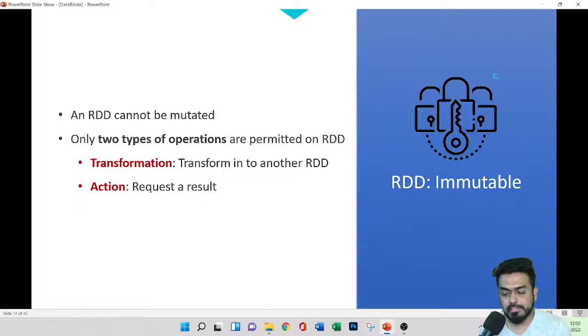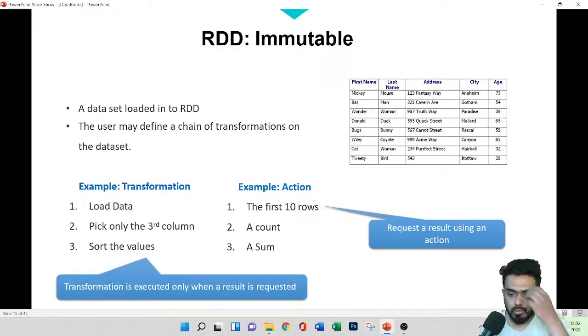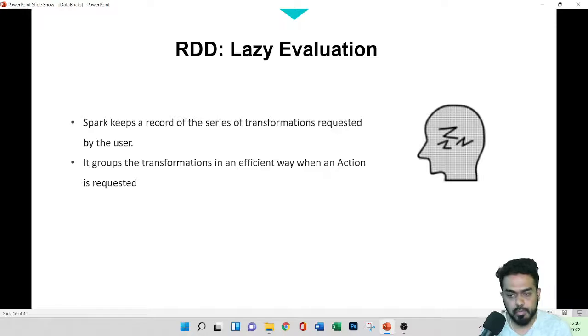So of course it is immutable, so an RDD cannot be mutated. As we said, there are in-memory operations, which could be a transformation or an action, where we can request a result or transform into another RDD. So this is an example for immutability. Of course, we can't change the data, right?